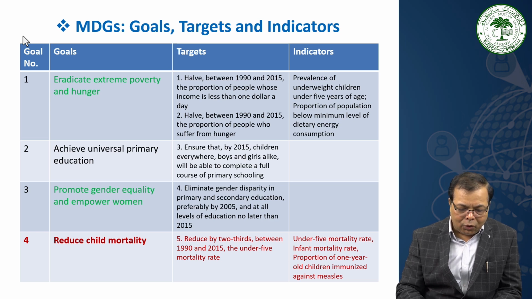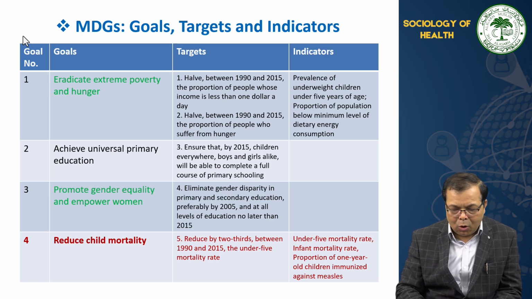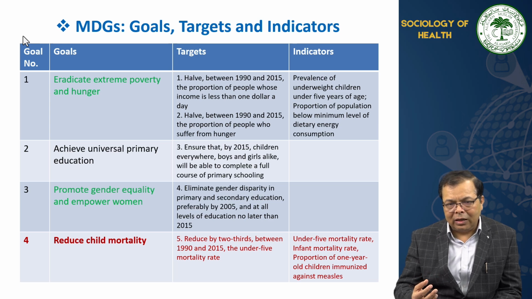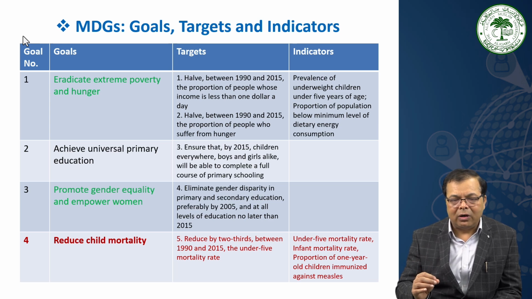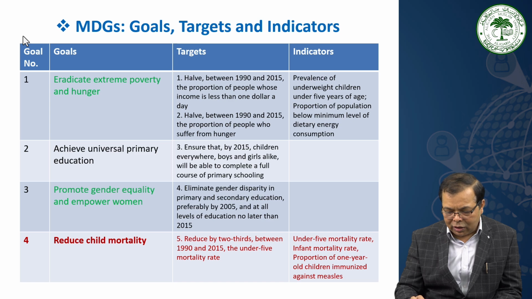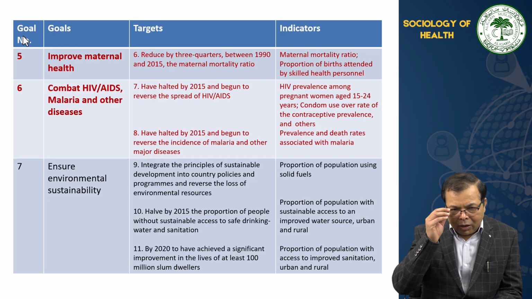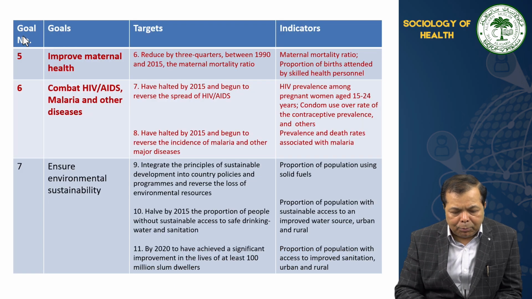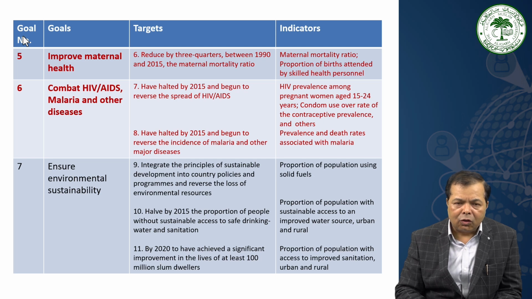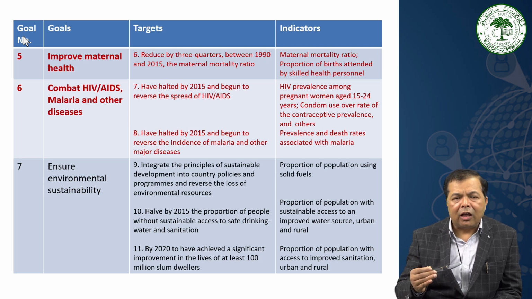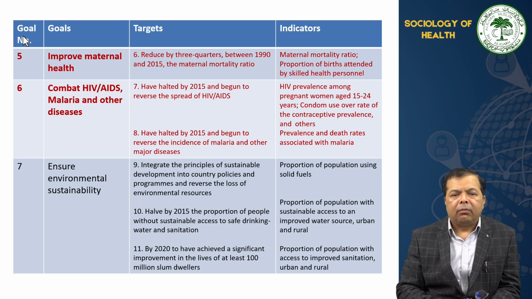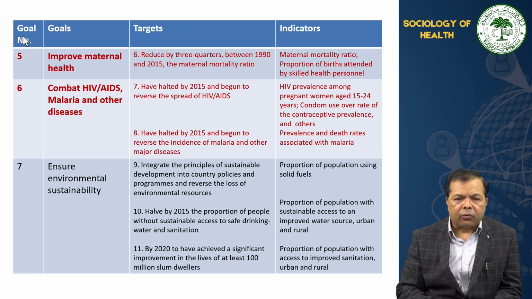Then we come to the fourth goal, that is, reduce child mortality. In very specific and straightforward words, it is stated: reduce child mortality. Then goal number 5 talks about improving maternal health, right? So it is not only talking about reproductive health, but about maternal health, which takes into consideration the reproductive health as well as the health of women during the entire maternity span, right?